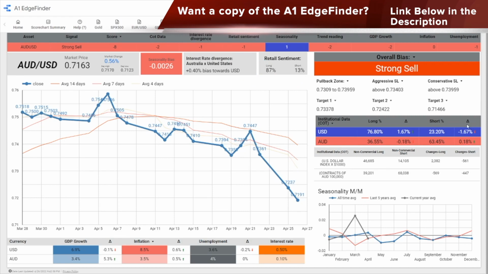So the point of this software is not a holy grail system that's going to tell you what to do. It's going to share with you many metrics that you can take into consideration in your trading so that ultimately you can make a more informed decision on the trades that you're willing to take.